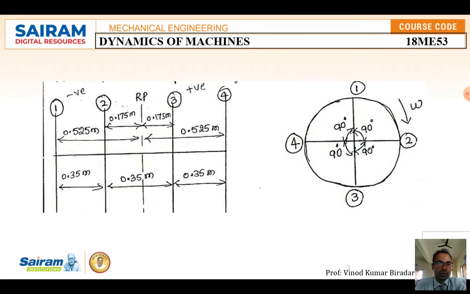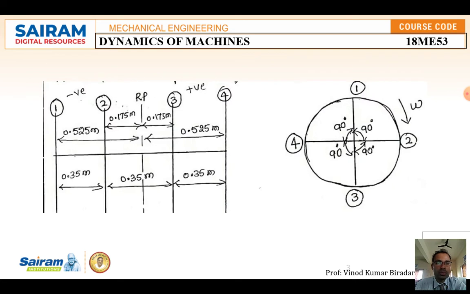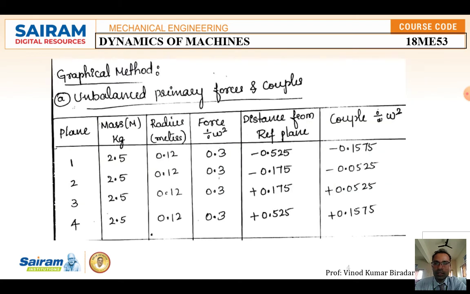This is figure A, and figure B shows the four cylinders 1, 2, 3, 4. The angle between them is 90 degrees: 1 to 2 is 90 degrees, 2 to 3 is 90 degrees, and 3 to 4 is 90 degrees. The rotation is at some angular speed omega, in the clockwise direction. Once we finish this problem, I am going to solve it by the graphical method. This problem can be solved by both the analytical method and the graphical method, and I am going to solve it graphically.